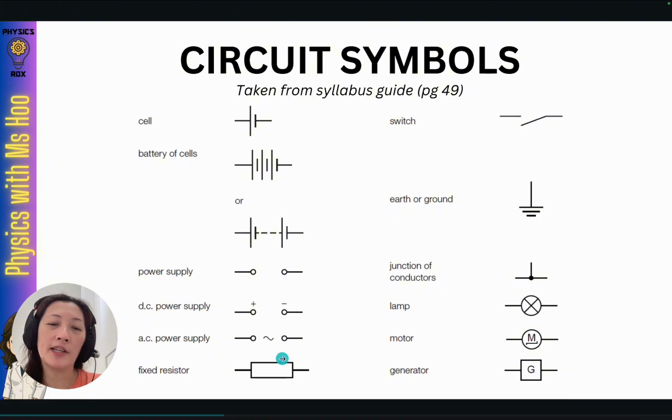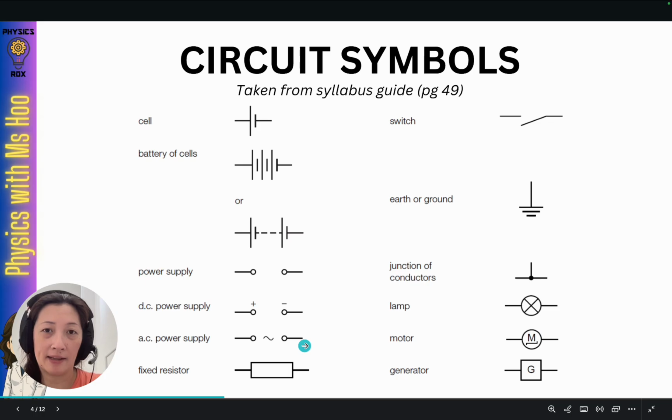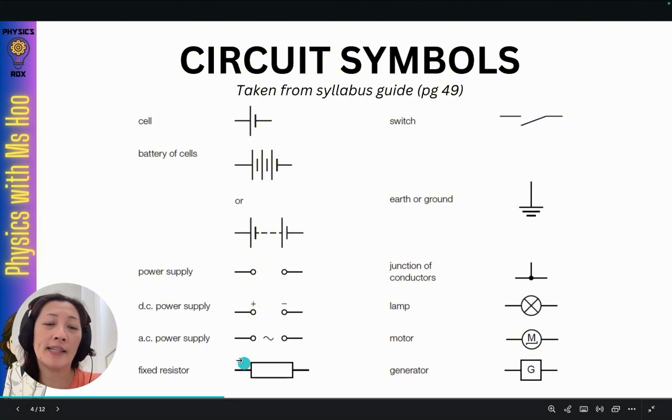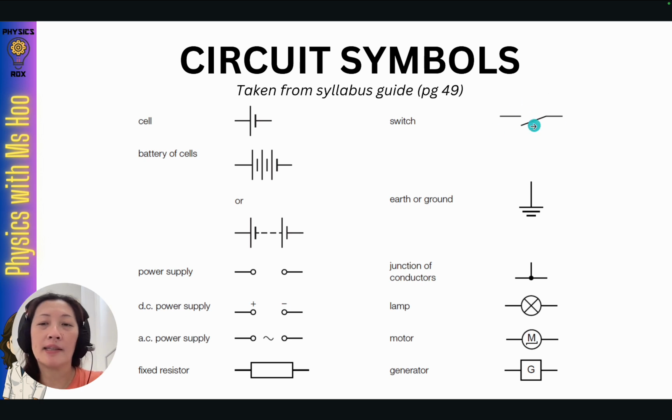A fixed resistor normally is drawn as a rectangle like this. For those of you who have learned more about electricity, you might know that a resistor can also be drawn with a different symbol. For IGCSE, the rectangle is the preferred one. If you'd like to know more about the other symbols, I will cover that in another video. This is the typical symbol for a switch.